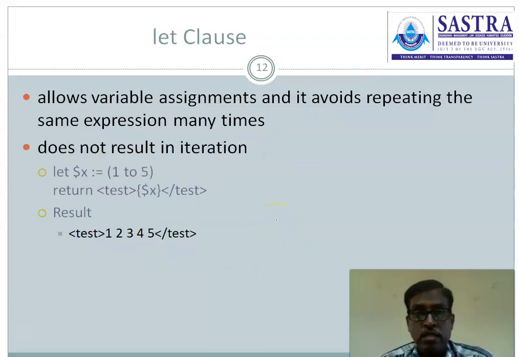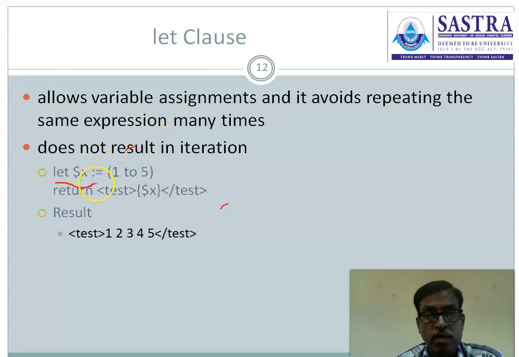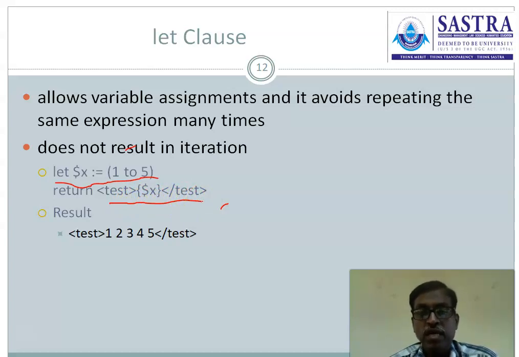And then the let clause. In the let clause, we can assign some value to a variable. Let $x, right? Let $x colon equal to 1 to 5, within brackets, and then you can print by using $x, because we have assigned 1 to 5 to $x. When we refer to $x, automatically the value assigned to that variable will be printed. So 1, 2, 3, 4, 5 gets printed as a result.